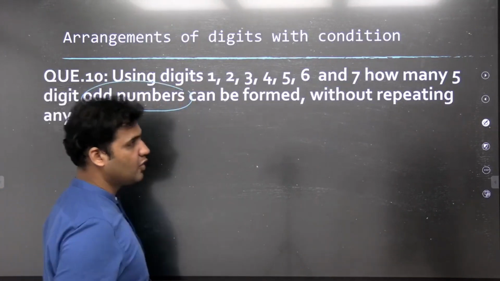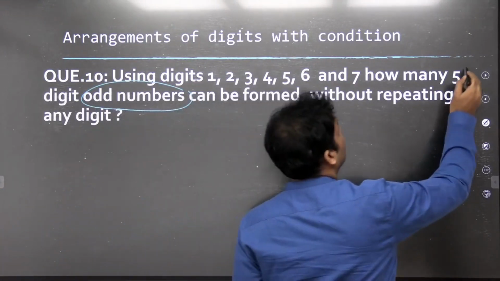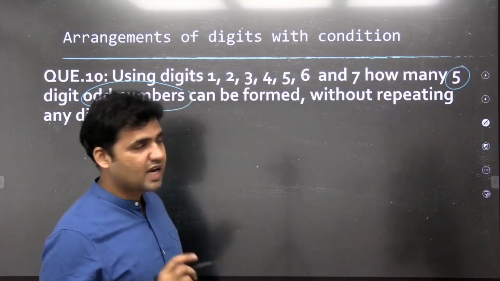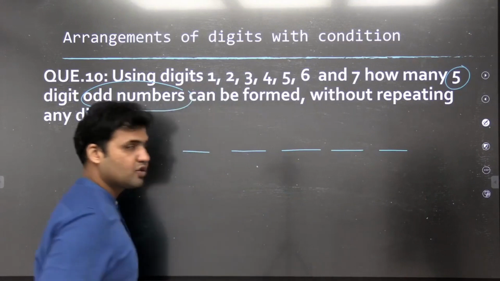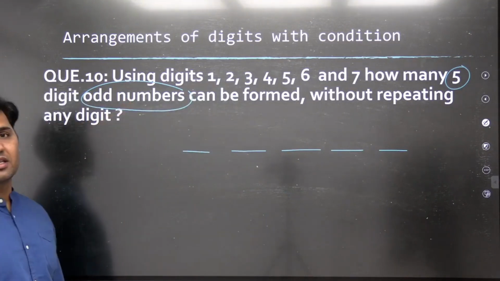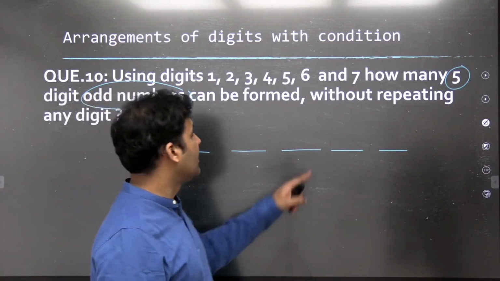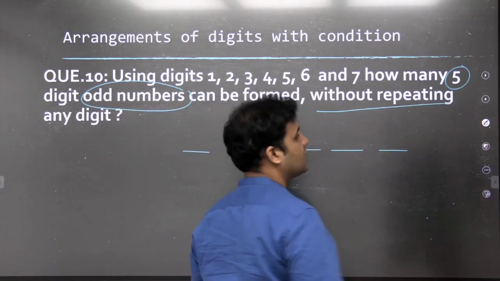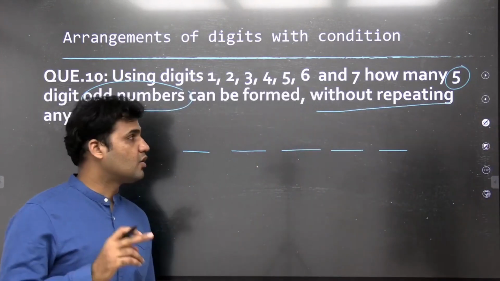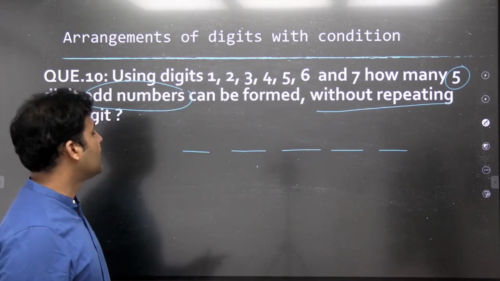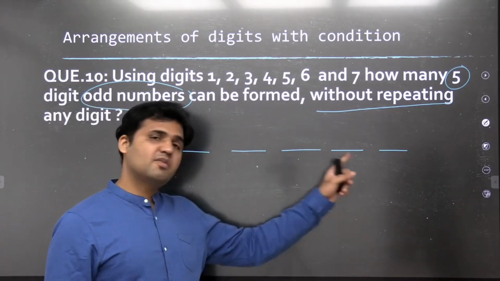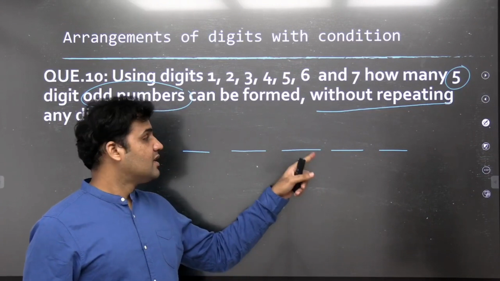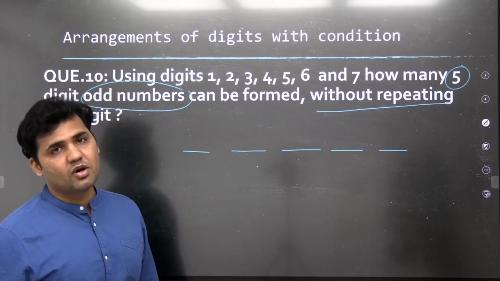Guys, carefully observe, 2 conditions are there. The number that you are supposed to make is of 5 digits, so 1, 2, 3, 4, 5. The second condition is that it has to be an odd number, and without repetition, without repeating the digit. No digit can be used twice. So first satisfy the condition. The first condition was to make the number 5-digit. I have followed that. Second condition is the number has to be an odd number.